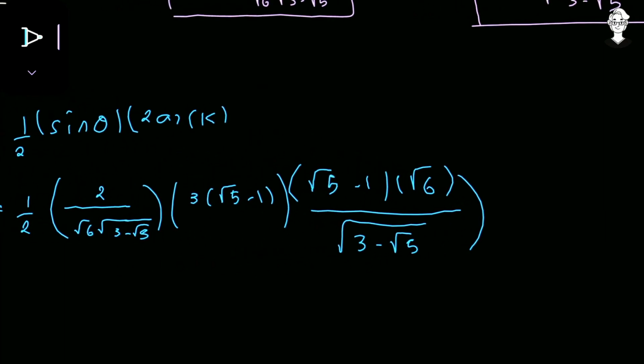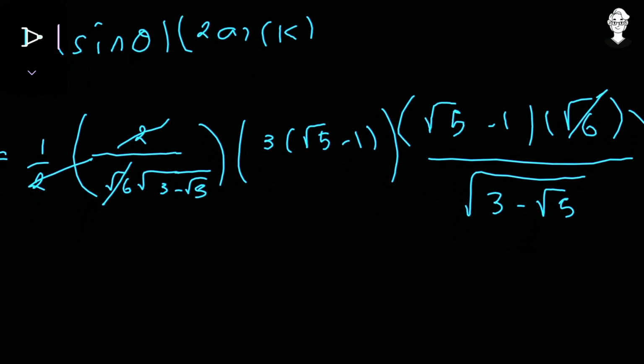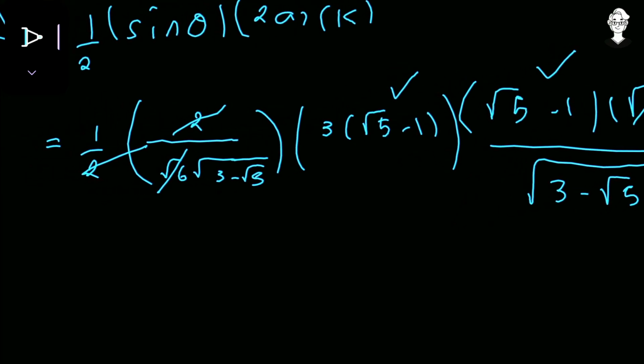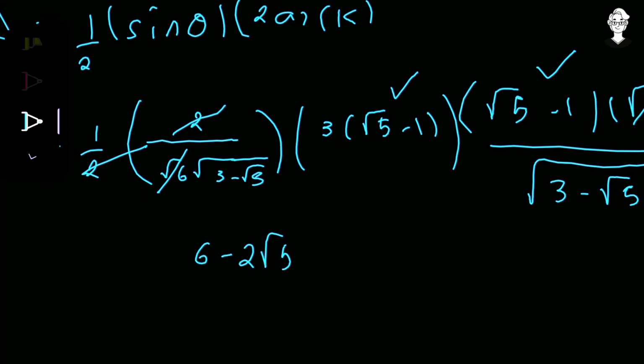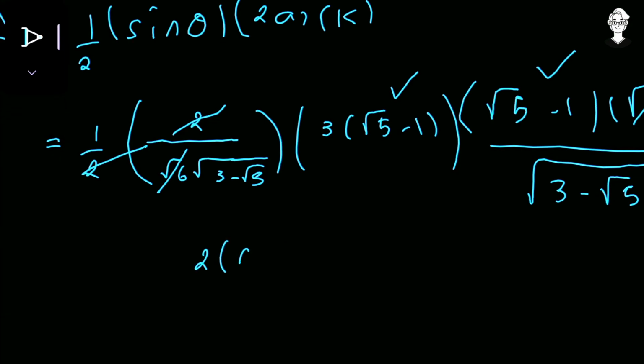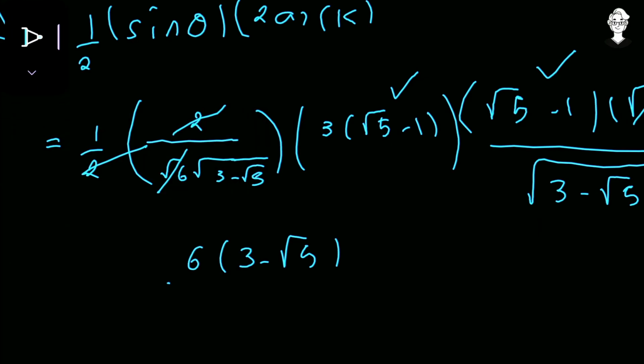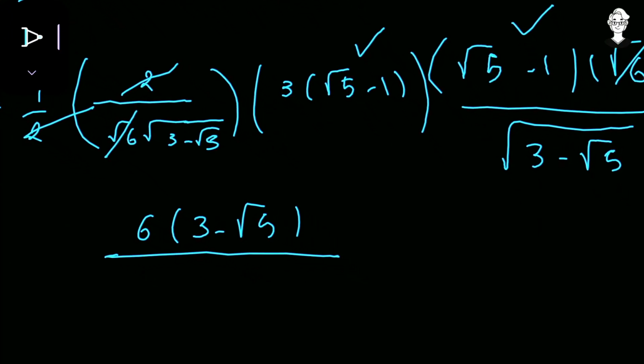Yes. So from here, let us see what terms are going to cancel. Square root of 6, square root of 6, 2 and 2. Square root of 5 minus 1 into square root of 5 minus 1 becomes square root of 5 minus 1 the whole square. So 5 plus 1, 6 minus 2 square root of 5. So we can take 2 common. So it becomes 2 times 2 into 3 minus square root of 5. And remember, this 3 is in multiplication. So 2 into 3 gives me 6 over there. So the numerator is 6 times square root of 3 minus square root of 5.